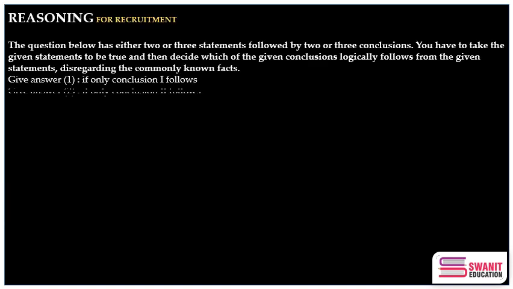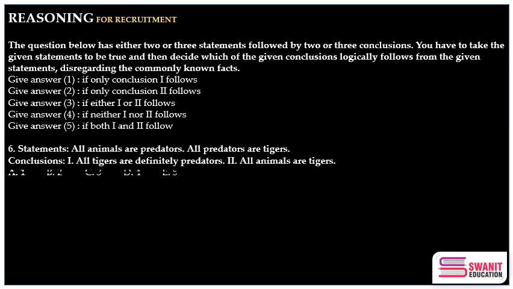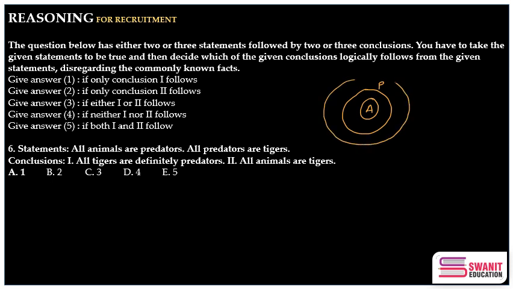Another question of the similar category, Venn diagrams and syllogism. So again, we will be having a couple of statements and a couple of conclusions to check with. So my first statement says all animals are predators. So my first diagram comes like this. All animals are predators. Second statement says all predators are tigers. So all predators are tigers. Another easy question. Now let's check for the conclusions.